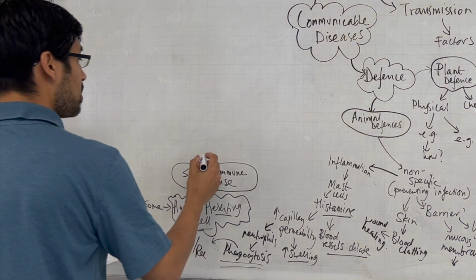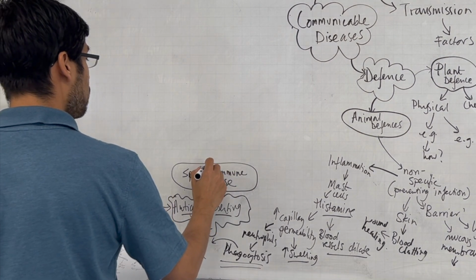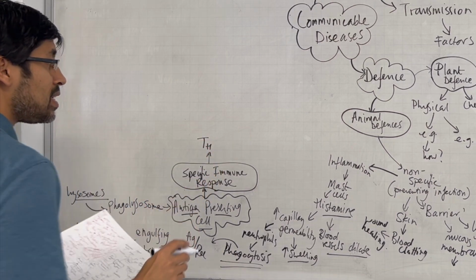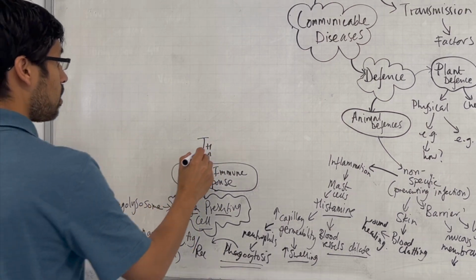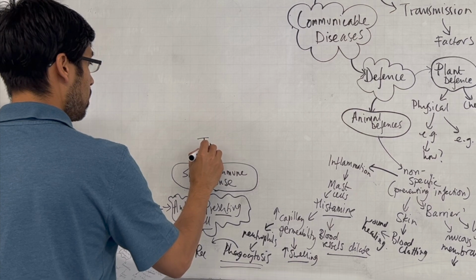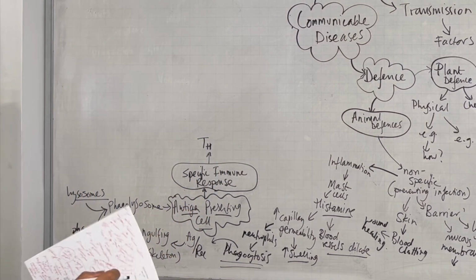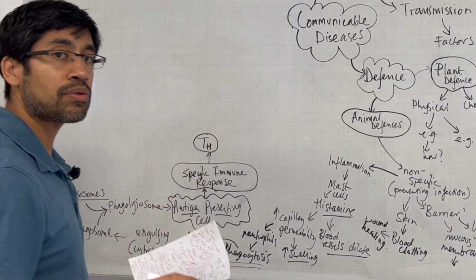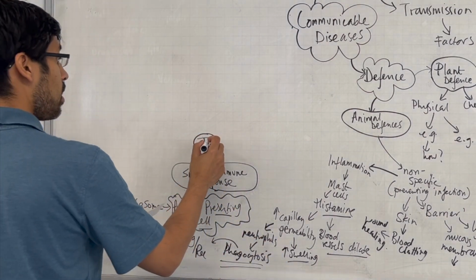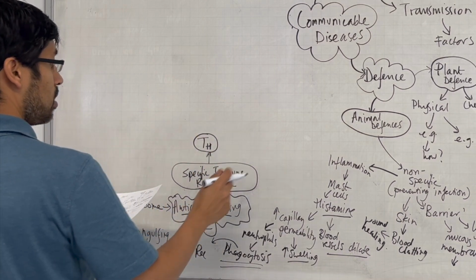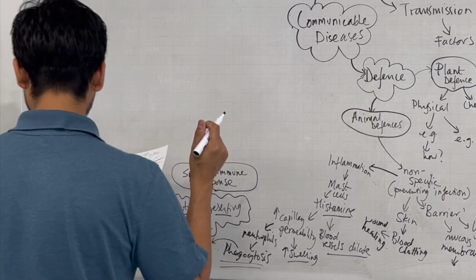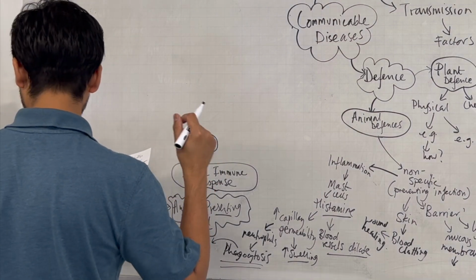Now let's begin with the specific immune response. So with the specific immune response, our main player is the T helper cell. I don't want that to look like an M, because there is such a thing as TM. But our T helper cell is the beginning part of this process. We want to stick to words because that's what we're going to be using in an exam.